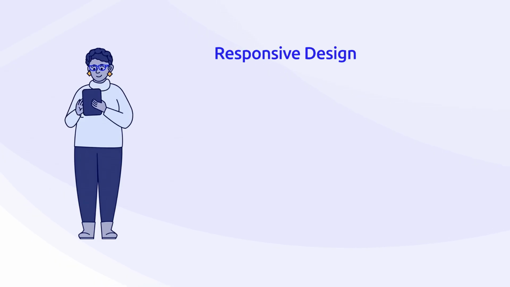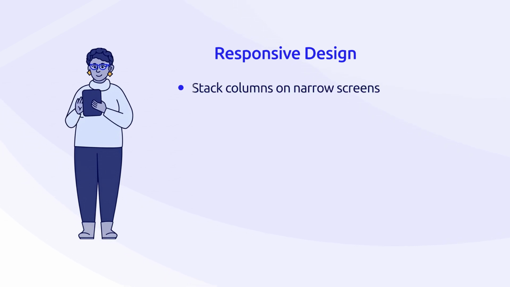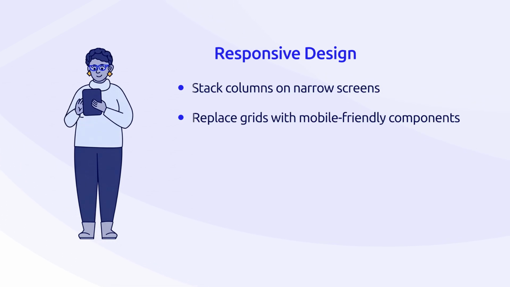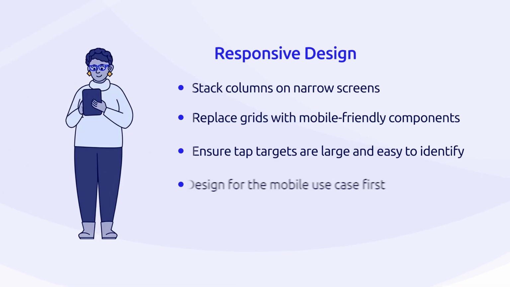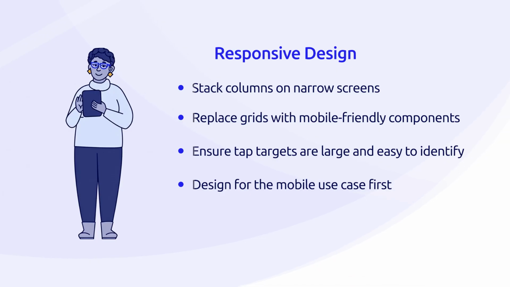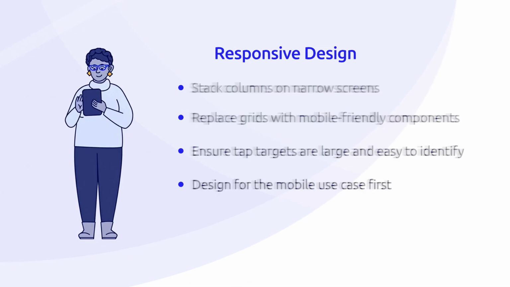To recap, you've learned four core strategies for responsive design. First, stacking columns on narrow screens. Second, replacing grids with mobile-friendly components. Third, ensuring tap targets are large and easy to identify. And fourth, design for the mobile use case first. You also learned how to test your interface for responsiveness. By making these strategies a part of your development process, you can build high-quality responsive applications.